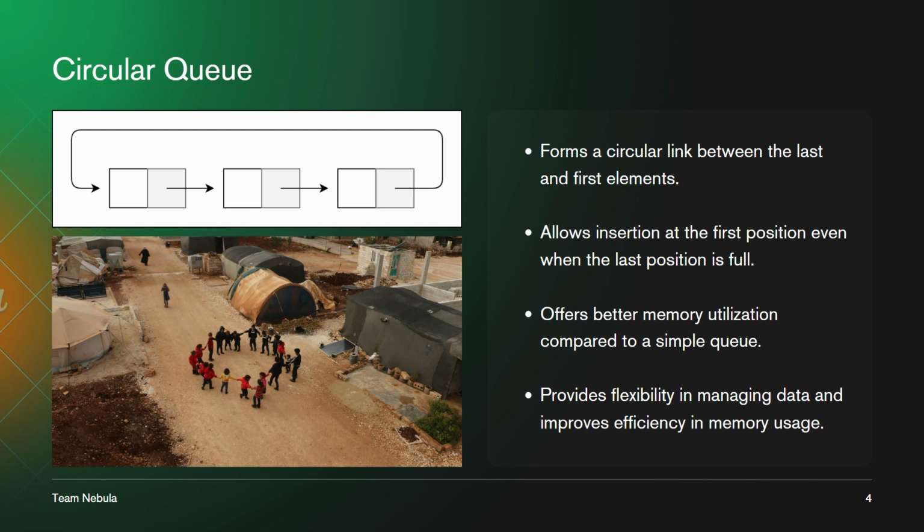But in a circular queue, since it forms a circle, we can insert an element in the first position even if the last position is full. This gives us more flexibility in managing our data and makes it more efficient in terms of memory usage. It's a clever way to make the most out of our queue.